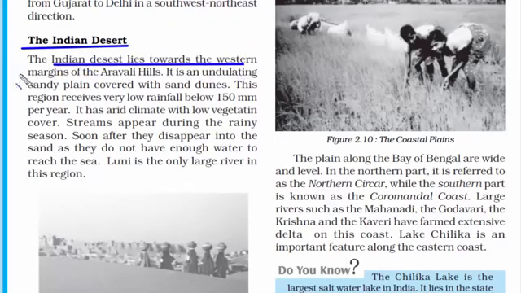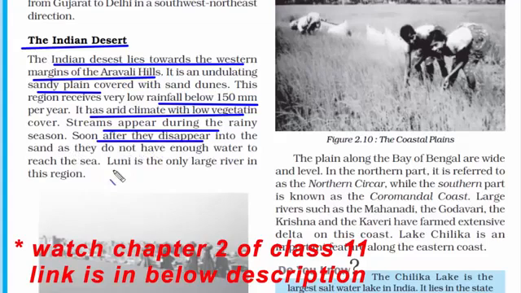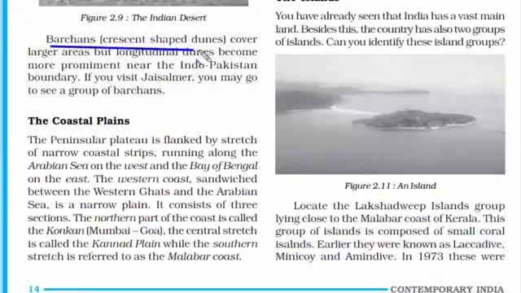It lies towards the western side near Aravali Hills. And the desert consists of sand, hence it is called sandy plain. And this region receives very low rainfall, below 150 mm per year. It has an arid climate, which means hot and dry, with low vegetation cover. You will only see rivers during the rainy season. Luni is the only large river in this region, and this region is famous for barchans, which means sand dunes.